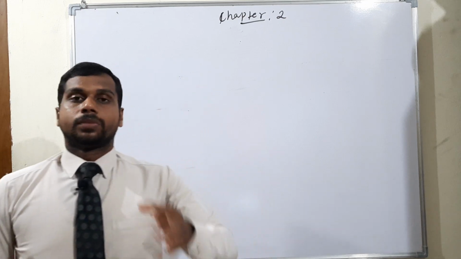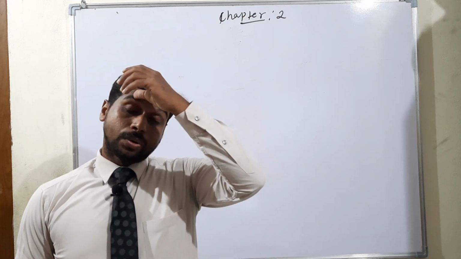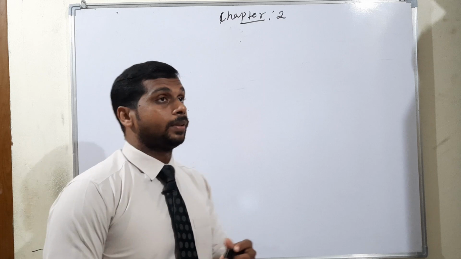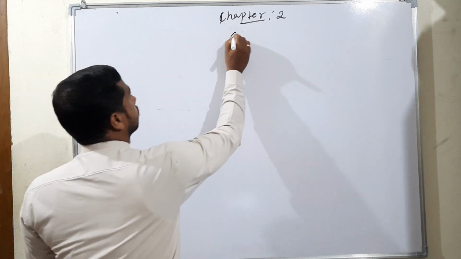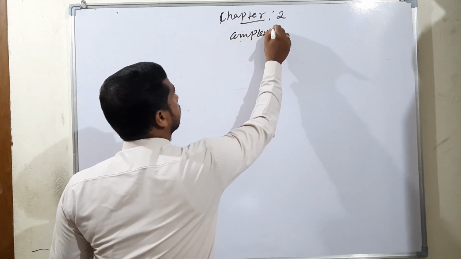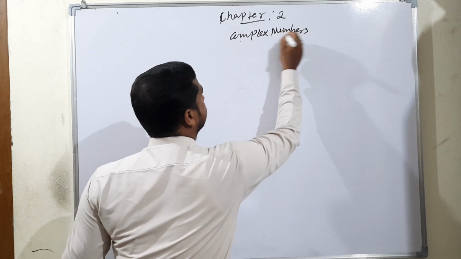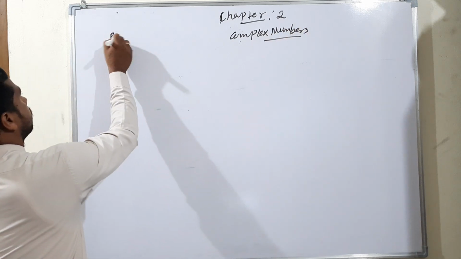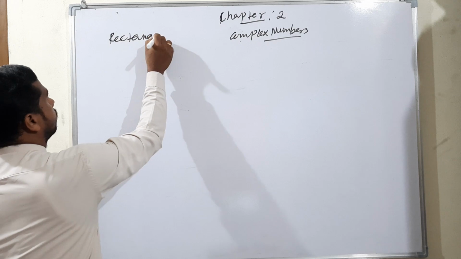So part 2. The first important point is the rectangular form of complex numbers. Chapter name: Complex Numbers. First one: rectangular form.